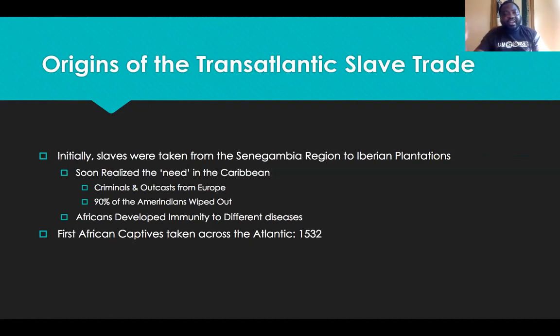And the first set of African captives that were taken across the Atlantic to the Americas was in 1532. 1532 is the first year that Africans land across the Atlantic for the purposes of the transatlantic slave trade. For the first 100 years or so, numbers remained small, a couple thousand people a year, and we may talk a little more about that in the future slides. But then it booms as we go forward.